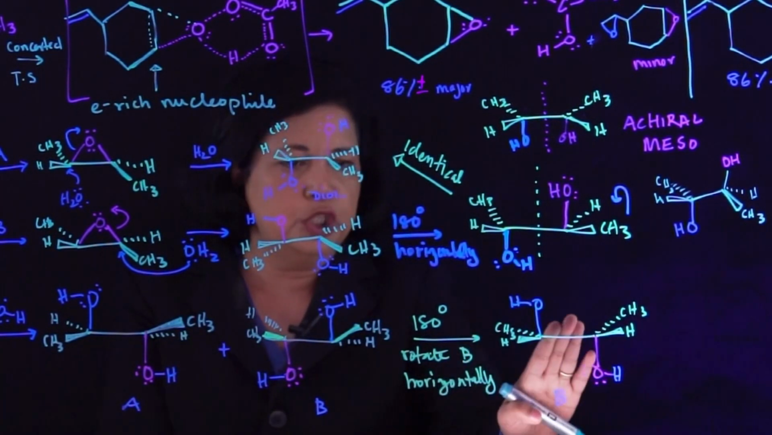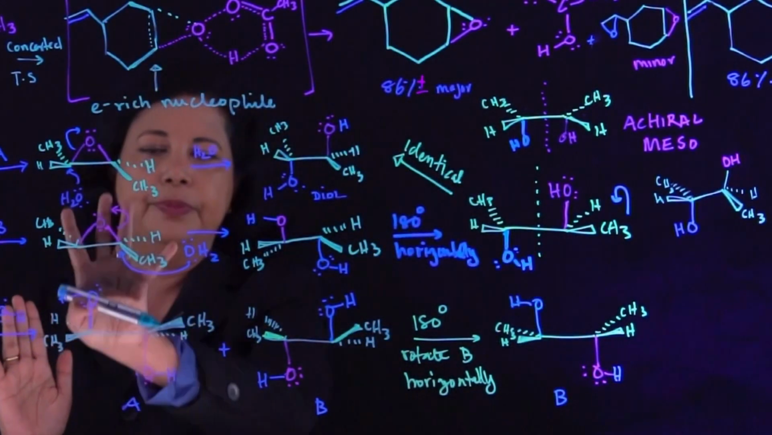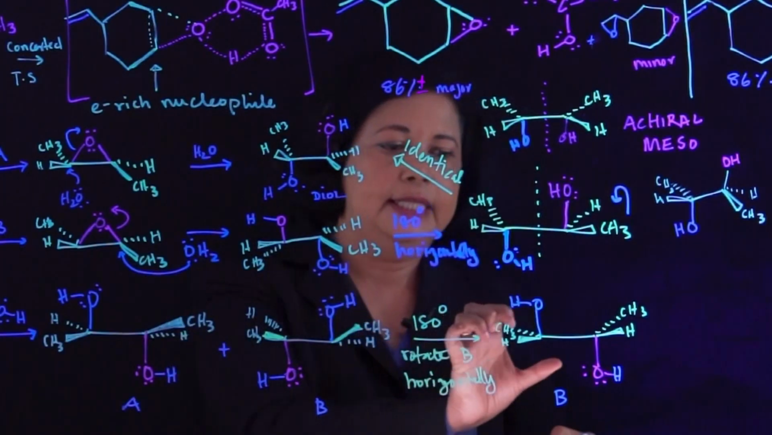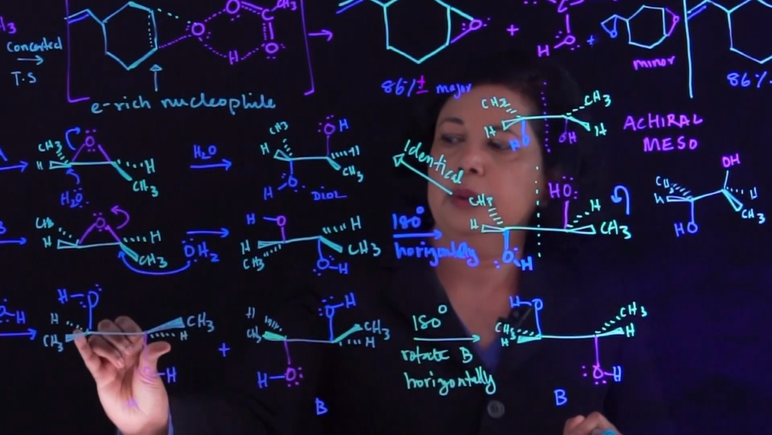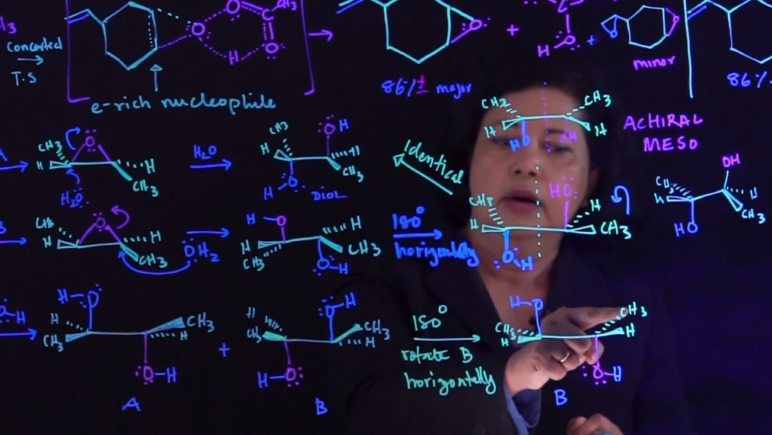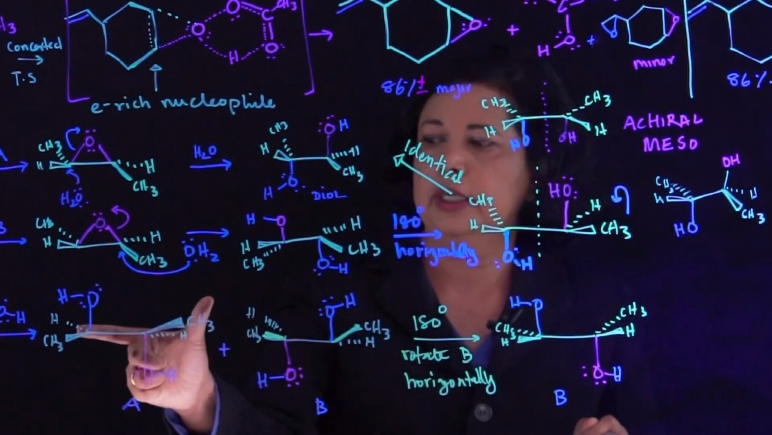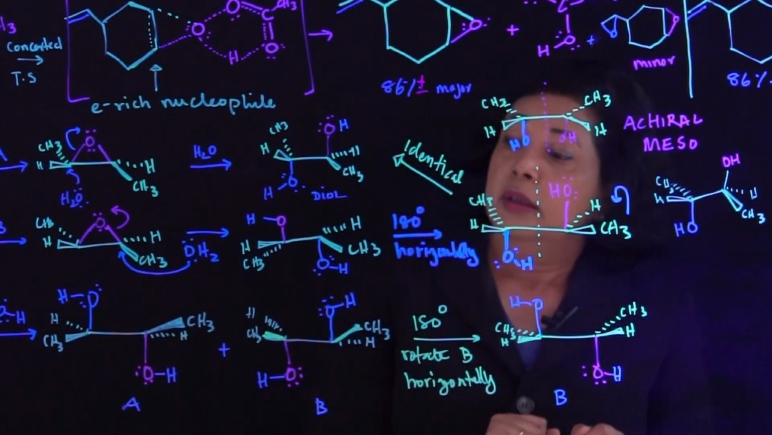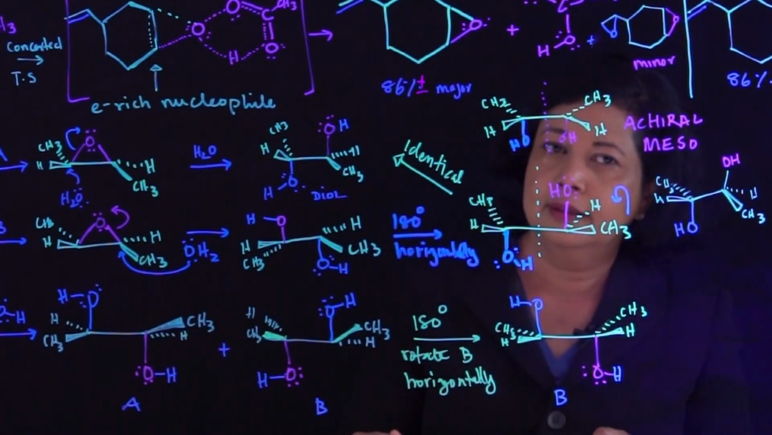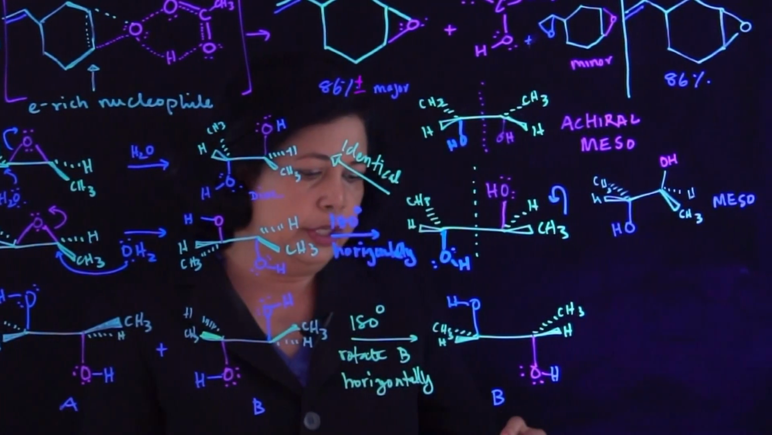So what's the relationship between this and this? Can we overlap them now? Even after we rotate, you can see they are non-superimposable because the methyls here are on dashes and here they are on wedges. Here they're going away from you. Here they're coming toward you. If I put a mirror here, does it reflect this? Yes, it does perfectly. So A and B here are enantiomers.